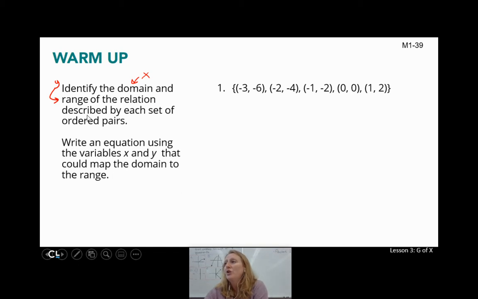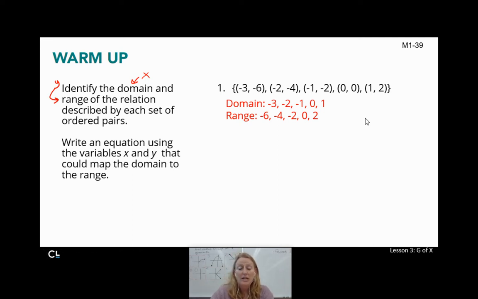So first of all, the domain we said was x. So -3 is the x coordinate, -2 is the x coordinate, -1, 0, and 1. Those are all my x coordinates, so that's my domain. My domain is -3, -2, -1, 0, and 1. Which means that my range is all the y coordinates: -6, -4, -2, 0, and 2. Boom, there's my range.